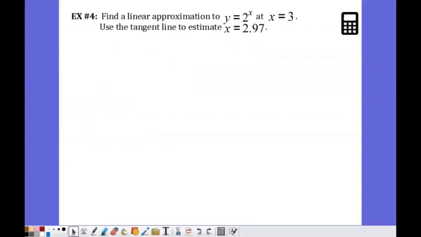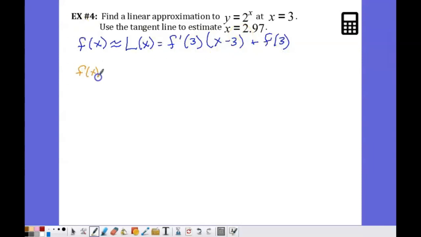In example 4, we are asked to find a linear approximation to y equals 2 to the x at x equals 3. Then we are asked to use the tangent line to find an estimate for x equals 2.97. First, we will write our linear approximation. F of x is approximately L of x, which is equal to f prime of 3 times quantity x minus 3 plus f of 3. F of x is 2 to the x, so f of 3 is 2 to the third power, which is equal to 8.